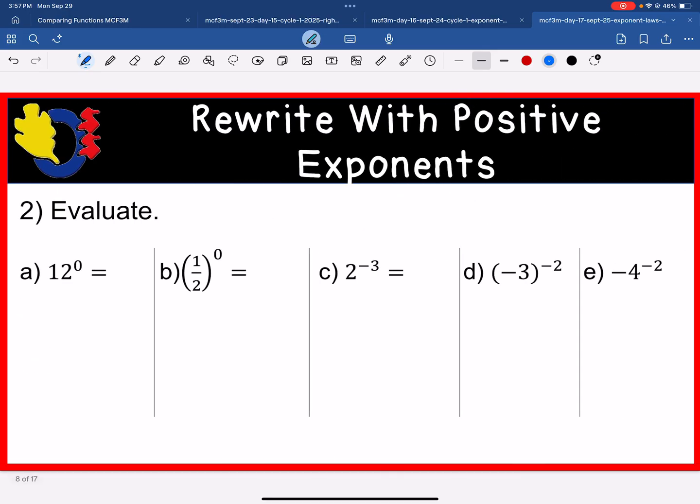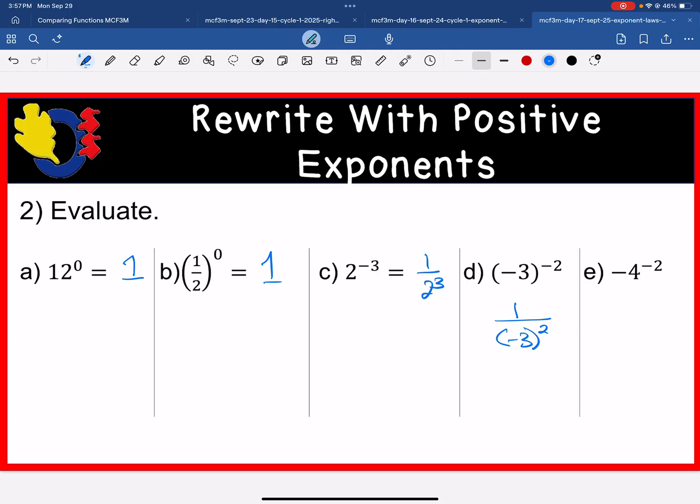All right, next we have exponent of 0. So we know that that is equal to 1. A half to the exponent of 0 is also equal to 1. 2 to the exponent negative 3, we could rewrite that as 1 over 2 cubed. This one we can write as 1 over, so the base is negative 3, so that doesn't change, but then the 2 becomes a positive.